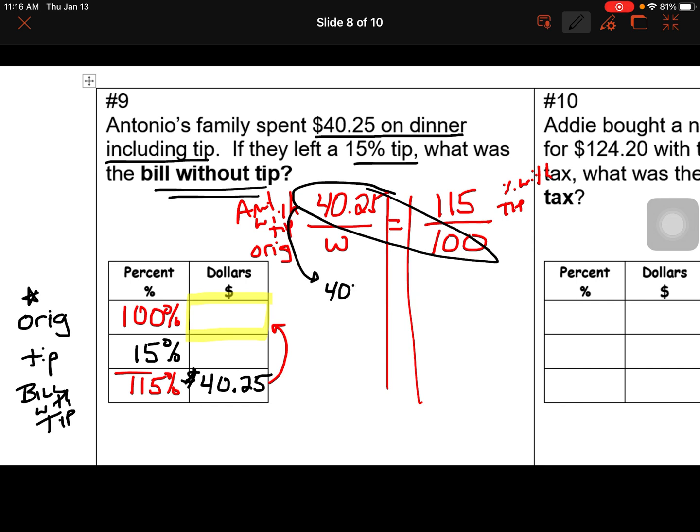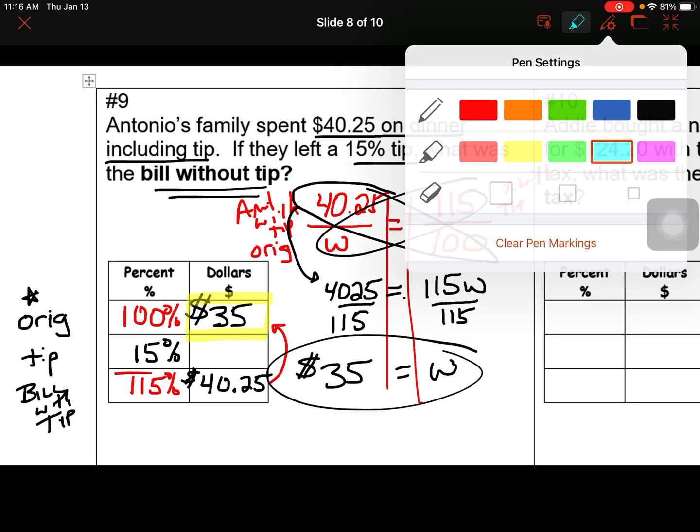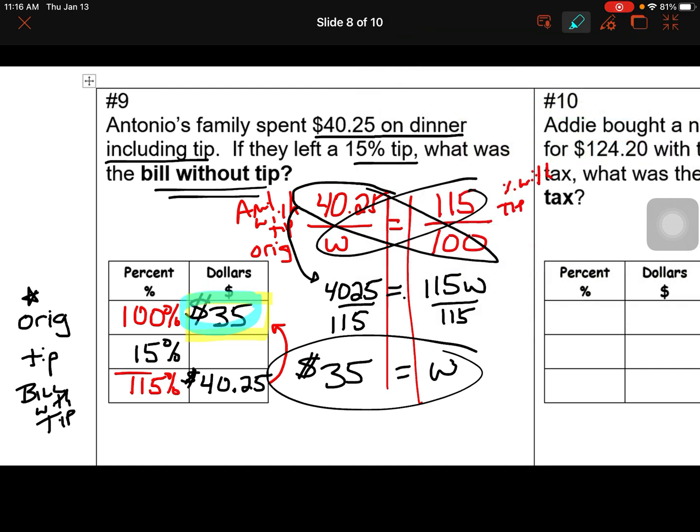All right, so we multiply, and that gives us 4,025 on this cross product. You have 115 W. You're going to divide by 115, and that's going to give you, I've got to get my calculator out on this one. You guys can get your calculator out and do it as well. So 40.25 divided by 115 gives you exactly $35. And if you're not sure if this is working, you could go ahead and check your answer. You could try this: 35, do 15%, and then add that in, and do you get the $40.25? There's a quick, easy way to check those.